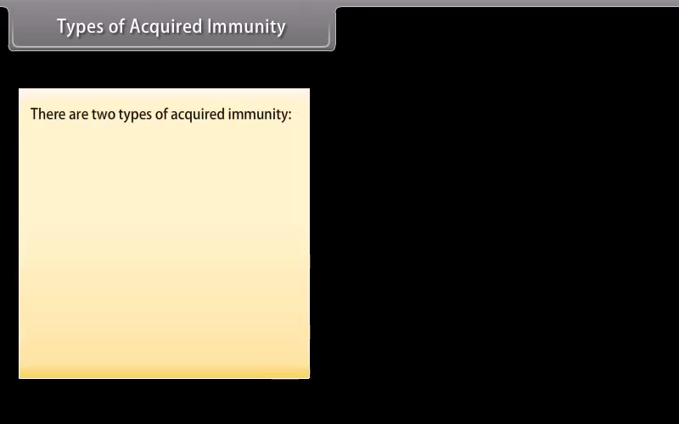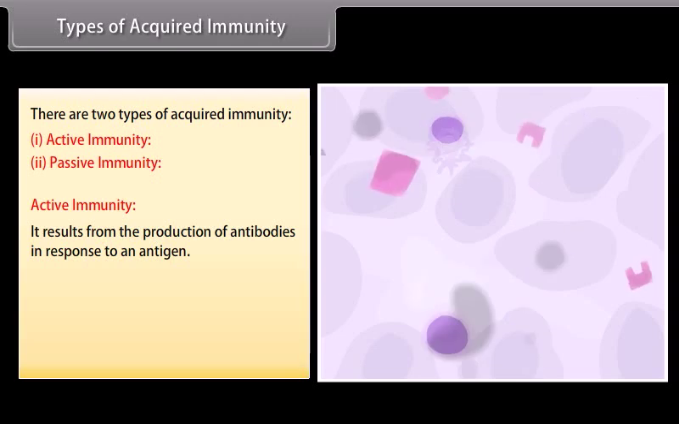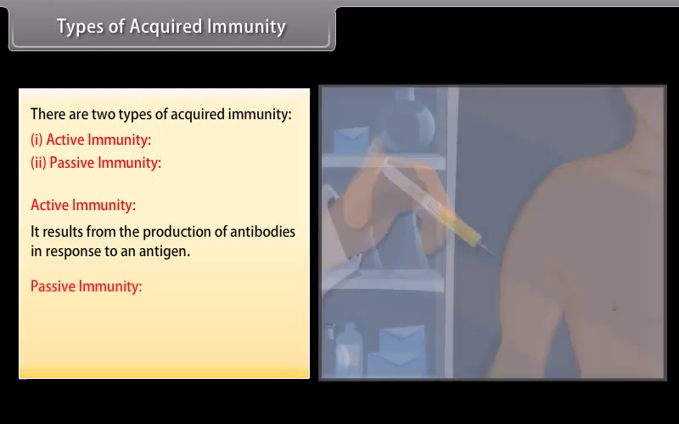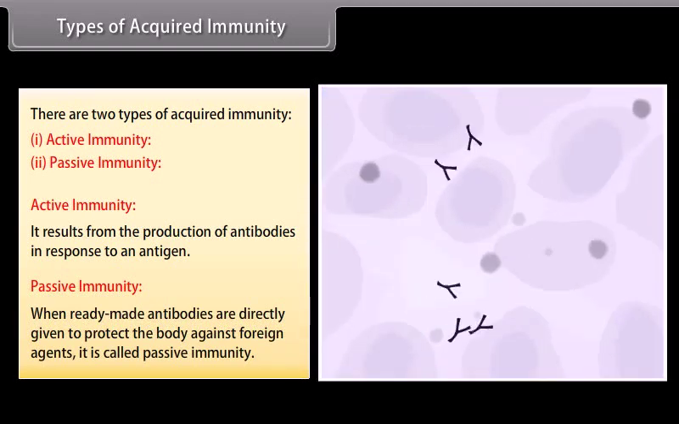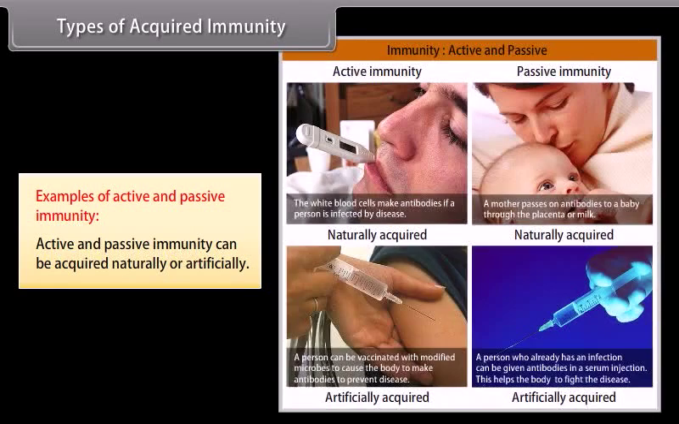Types of acquired immunity. There are two types of acquired immunity: active immunity and passive immunity. Active immunity. It results from the production of antibodies in response to an antigen. Passive immunity. When ready-made antibodies are directly given to protect the body against foreign agents, it is called passive immunity. Examples of active and passive immunity. Active and passive immunity can be acquired naturally or artificially.